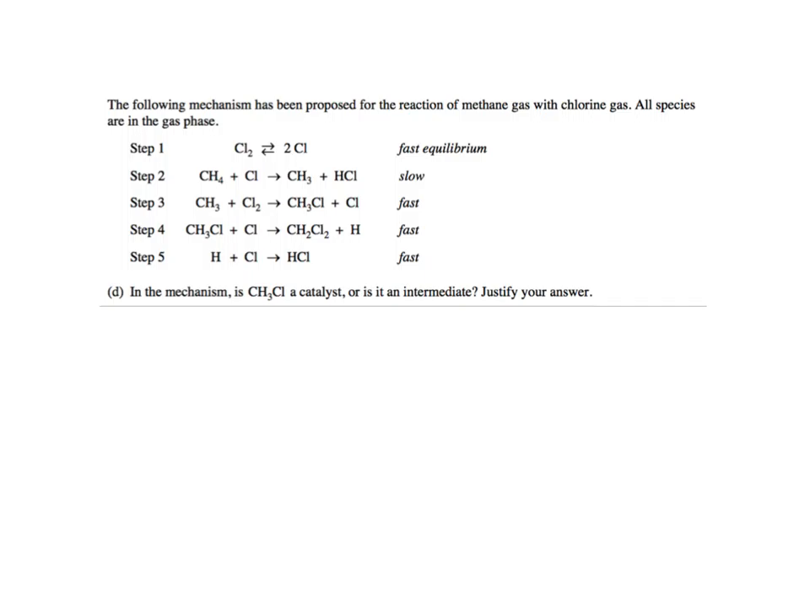So let me see if I can do this. So here we have CH3Cl, which is produced there, and then it gets used up in this step. So that means that it's an intermediate.